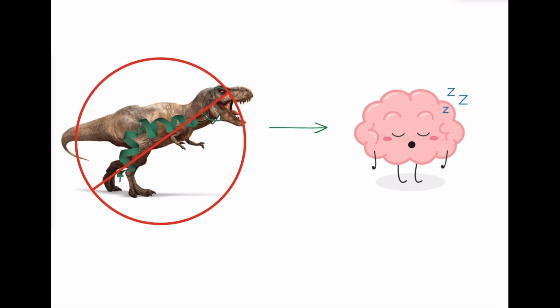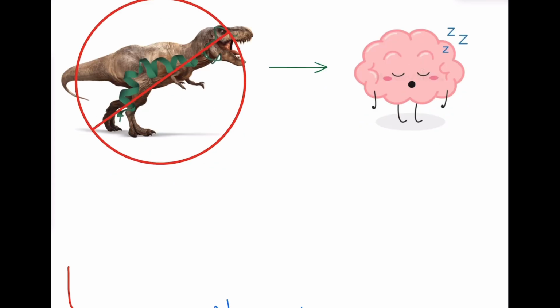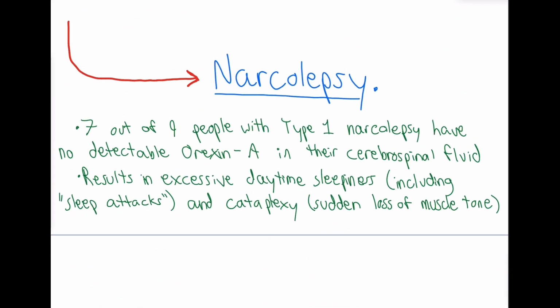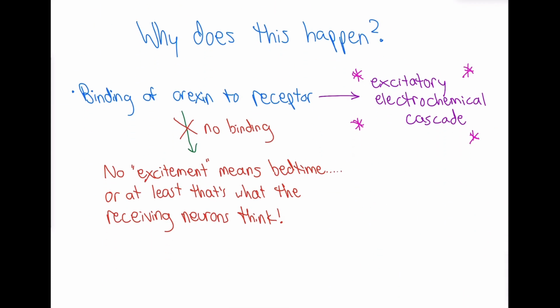This is great if it's actually time for us to go to sleep, but if T-rexin is always gone, that causes a lot of issues, the main one being narcolepsy. 7 out of 9 people with type 1 narcolepsy have no detectable orexin A in their cerebrospinal fluid. Narcolepsy results in excessive daytime sleepiness, including sleep attacks, and cataplexy, which is a sudden loss of muscle tone, especially in response to strong emotions. So why does this happen?